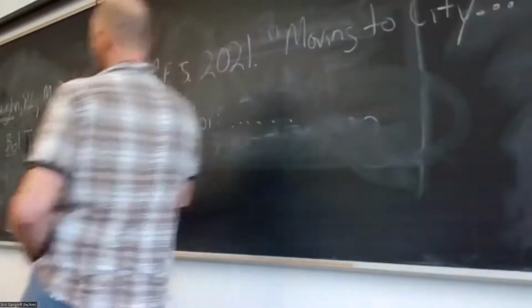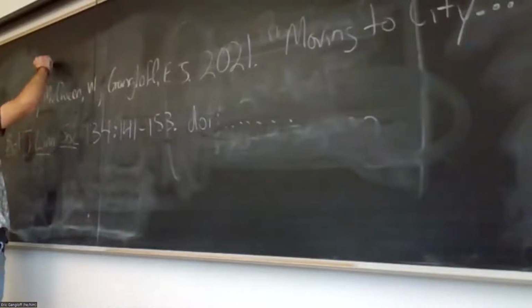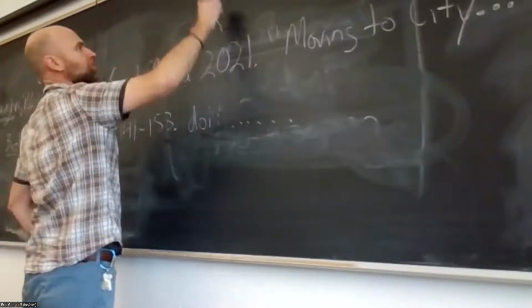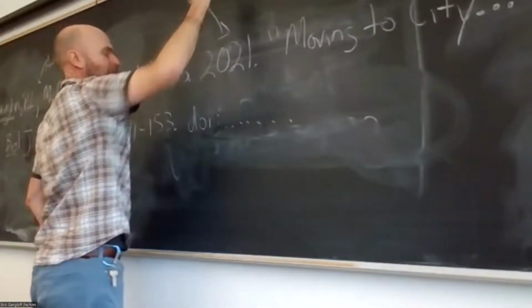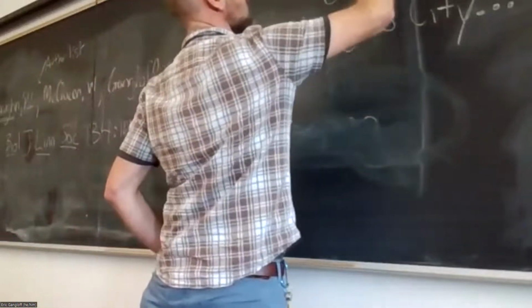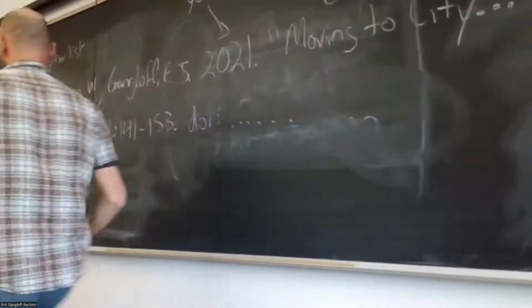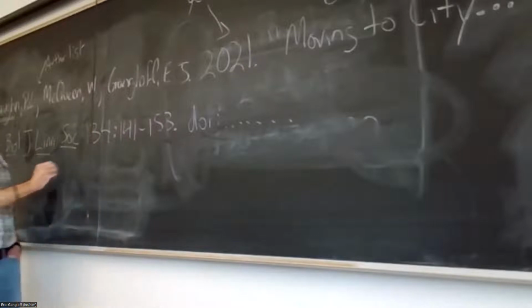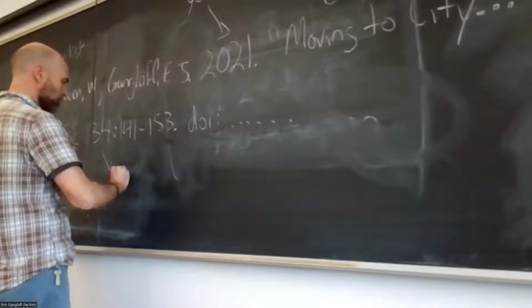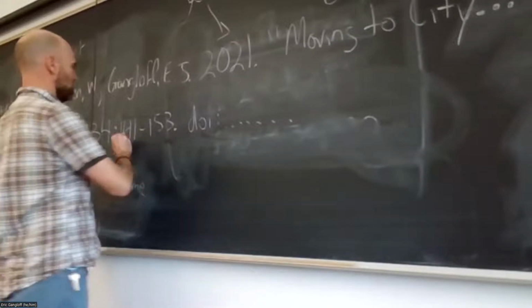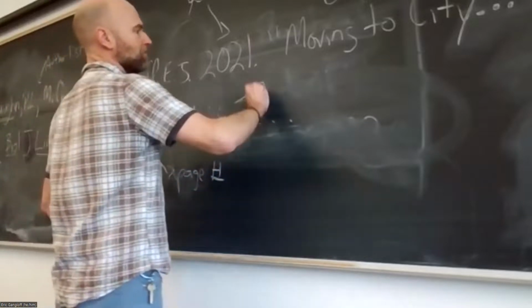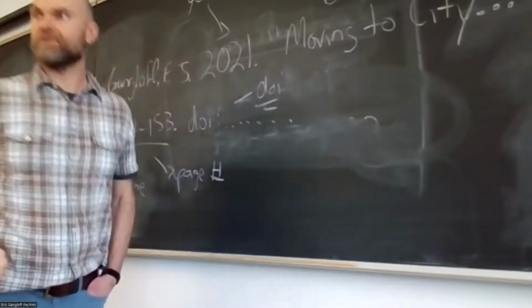So the key things they absolutely should have are the author list, the year, the title, the journal, the volume, the page numbers, and then the DOI, which I'll say is optional. So make sure you have all that information there.